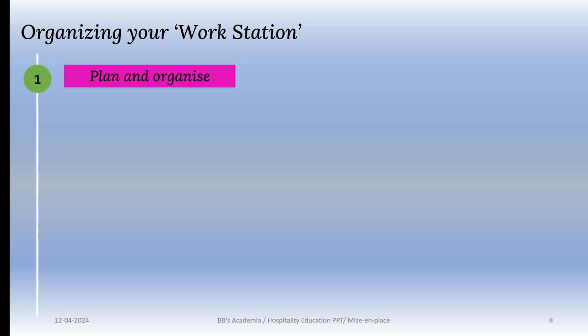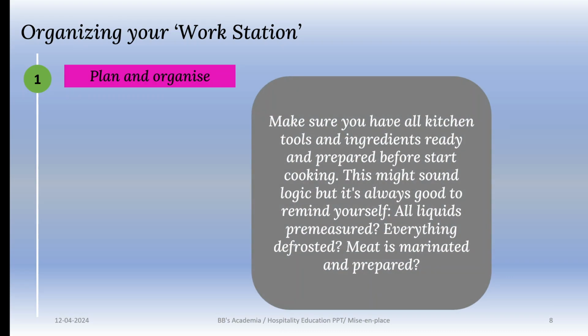Number one, plan and organize. Make sure you have all kitchen tools and ingredients ready and prepared before the start of cooking. This might sound logical, but it is always good to remind yourself: whether all the liquids are pre-measured, whether everything is defrosted, whether meat is marinated and prepared. These are a few questions I have raised here to give you some indication about your plan and organization. If all these are ready, that means your point number one is clicked.